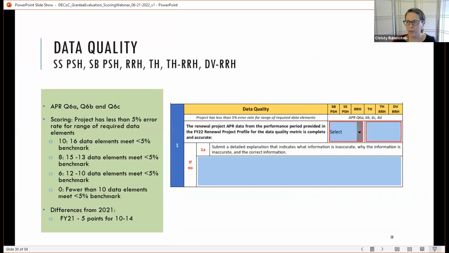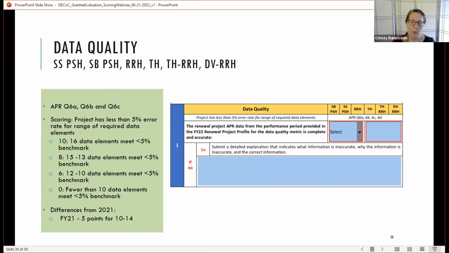All right, data quality, an oldie but a goodie. This was tweaked to allow for more points, even if you aren't able to get all 16 data elements under the 5% error rate threshold. Again, we're looking at the APR questions 6A, 6B, 6C, and the project has to have less than a 5% error rate for the different data elements. Again, there are 16 of them. We know some of them are difficult to meet.